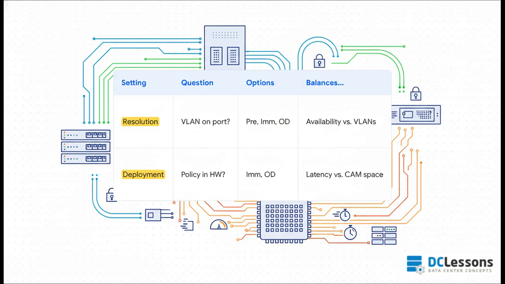This table really is the perfect cheat sheet. It pulls everything together. For resolution immediacy, the question you're asking is, when is the VLAN available on the port? And your choice there is all about balancing availability versus conserving VLANs. For deployment immediacy, the question is, when is the policy active in the hardware? And there, you're balancing first packet latency against optimizing your hardware TCAM space.